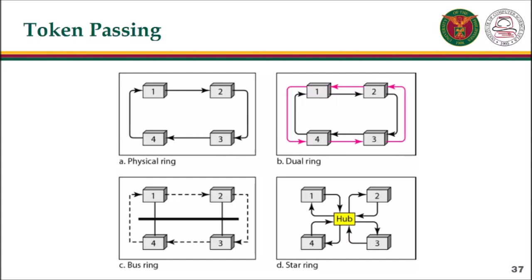The dual ring topology uses a secondary ring which operates in the reverse direction compared with the main ring. The second ring is for emergencies only. If one of the links in the main ring fails, the system automatically combines the two rings to form a temporary ring. After the failed link is restored, the auxiliary ring becomes idle again.